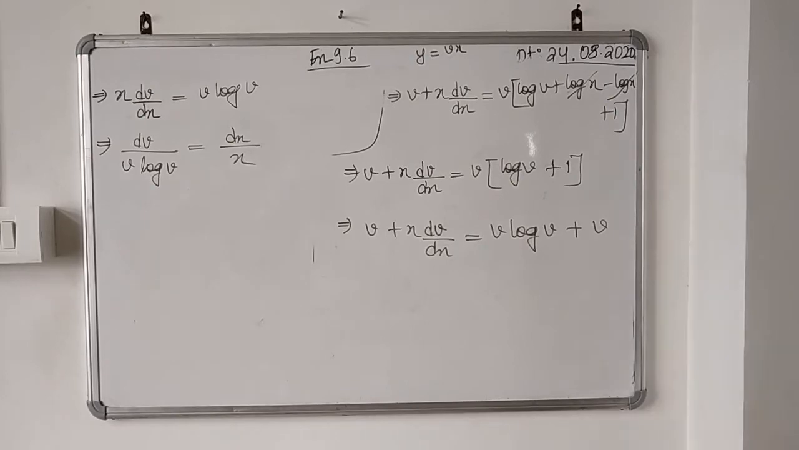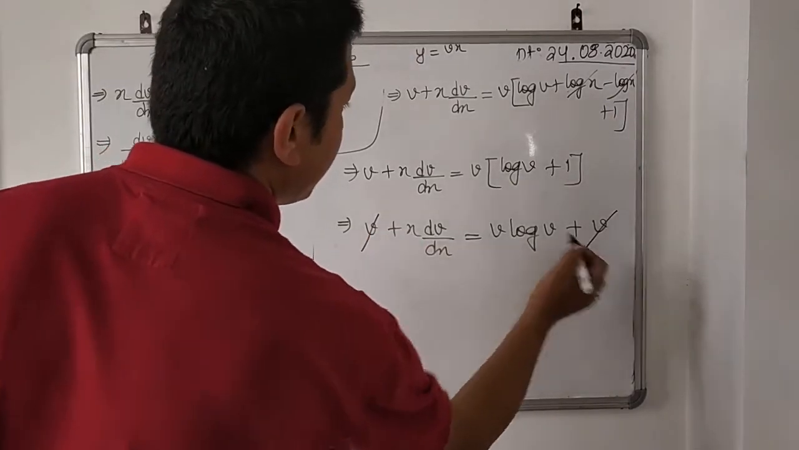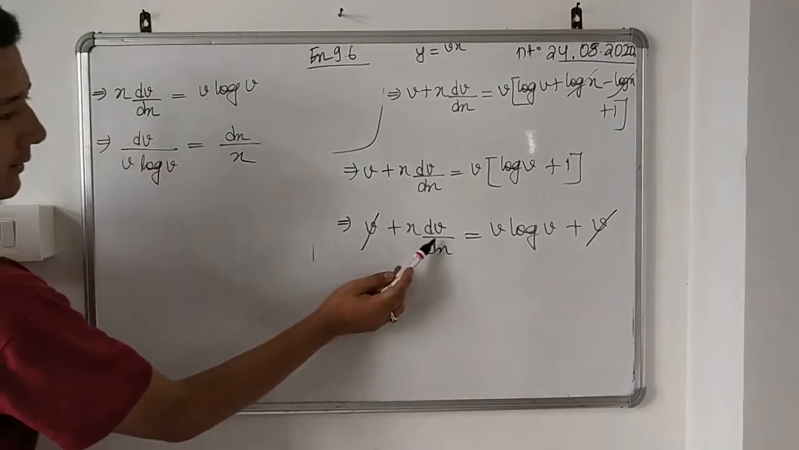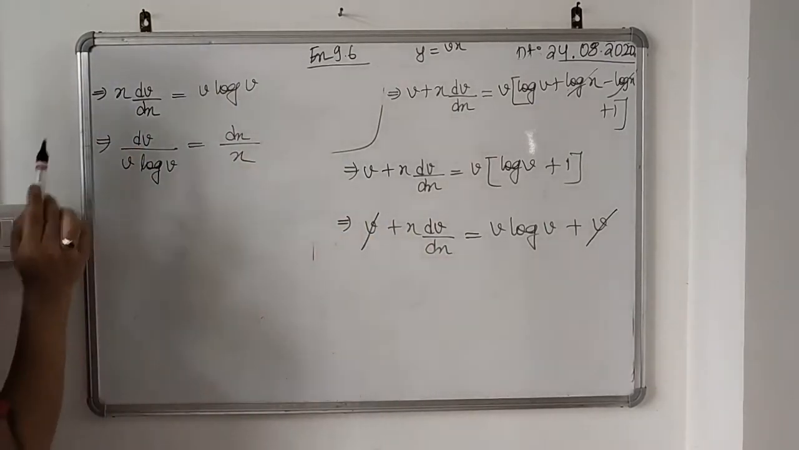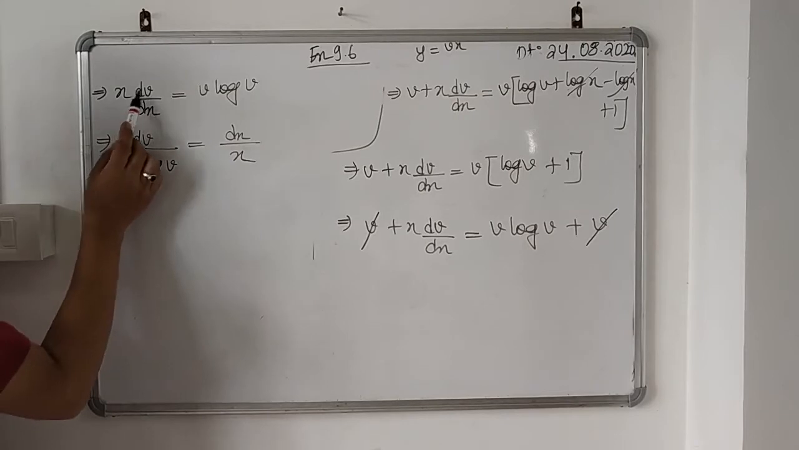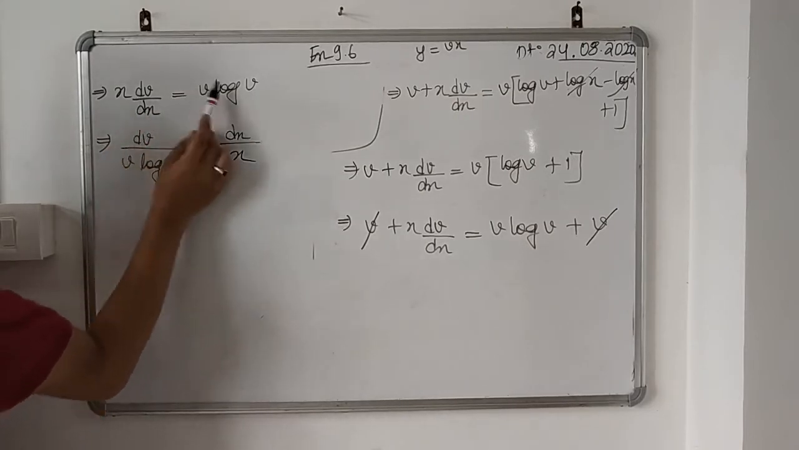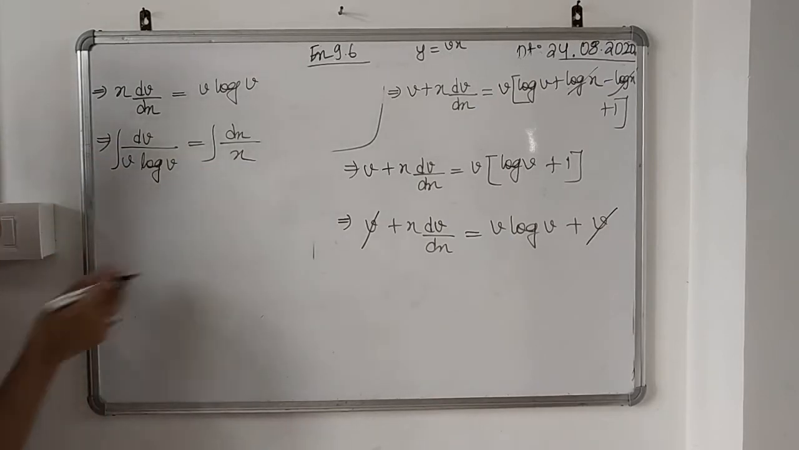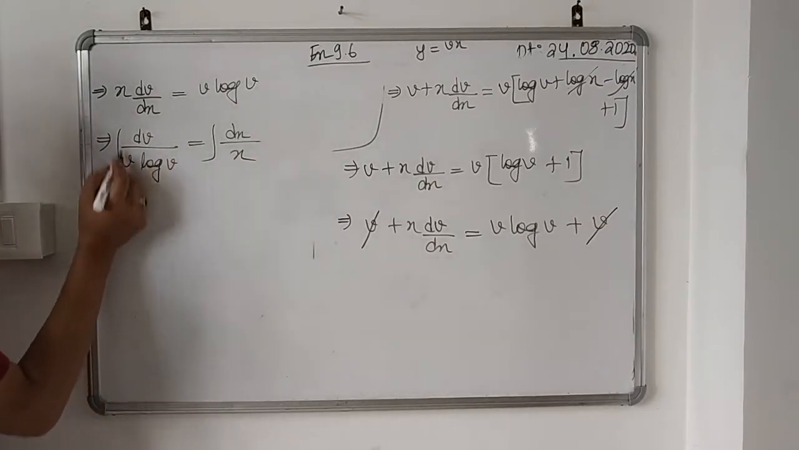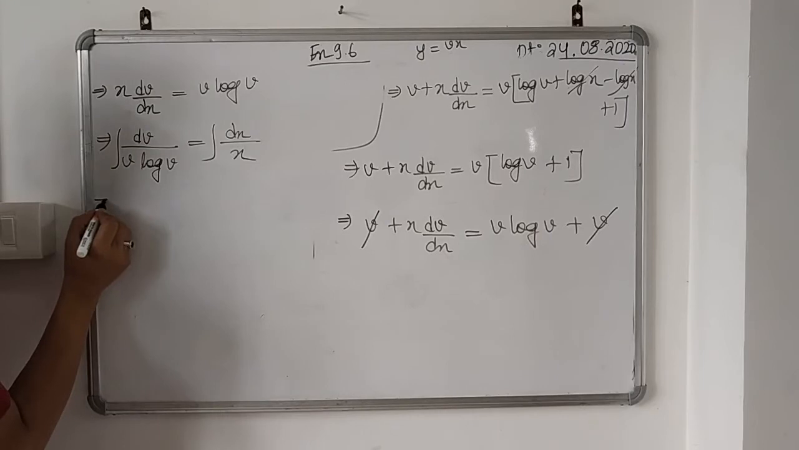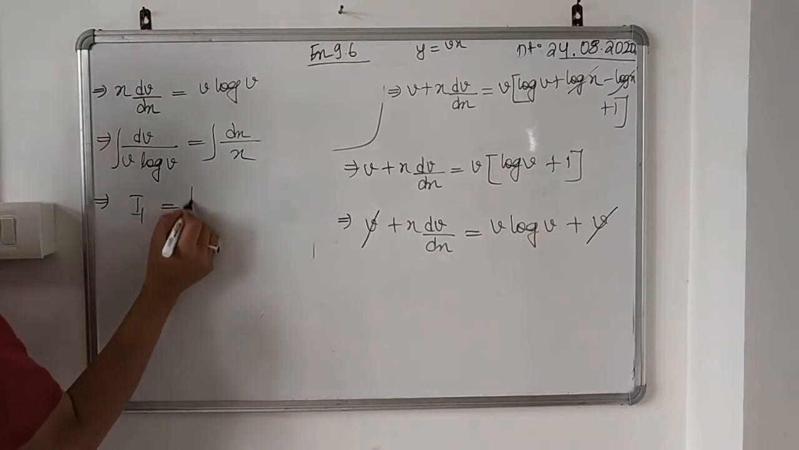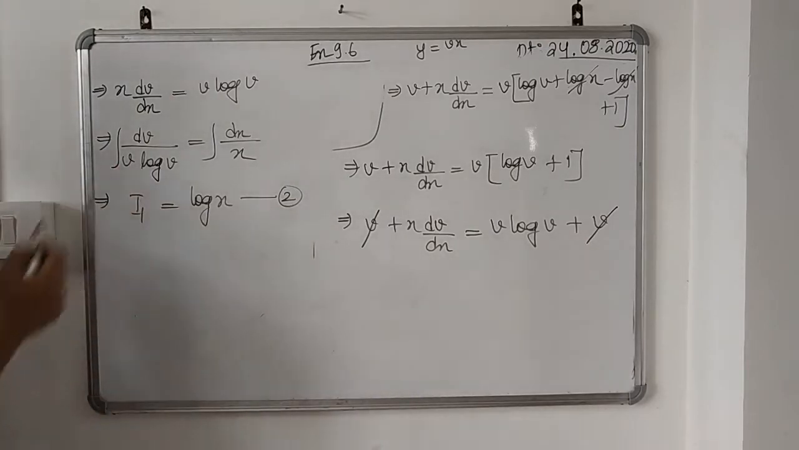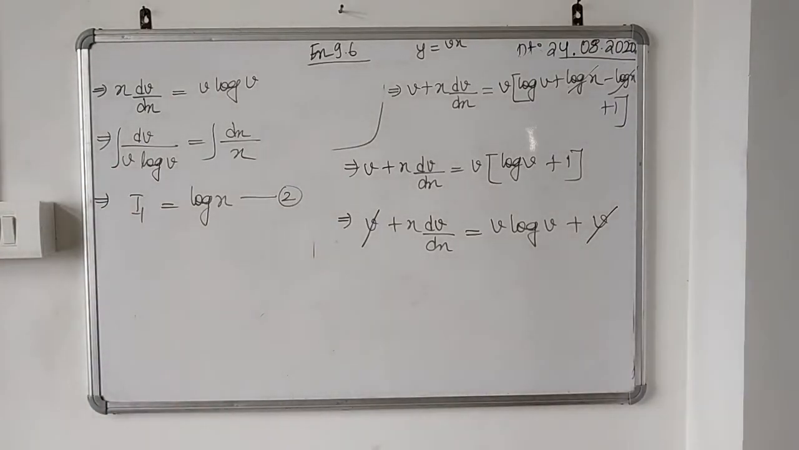Alright, so here plus v gets cancelled out, so hence I'll be getting x dv by dx equals v log v, and now I can do separation of variables. dv by (v log v) equals dx by x, and now let us take the integration on both the sides. And this we have to do a substitution, so I'm keeping it as I1, and this is log x. Let us keep it as equation number 2. Now how to do I1, I'll tell you.